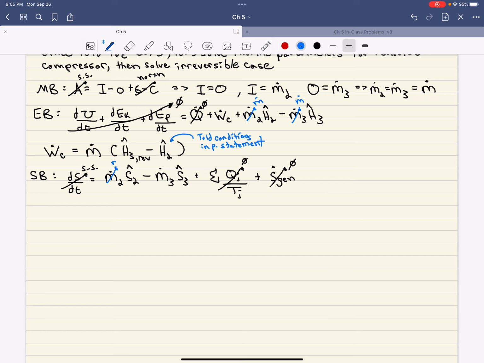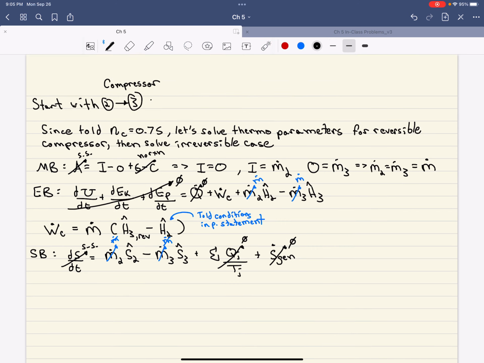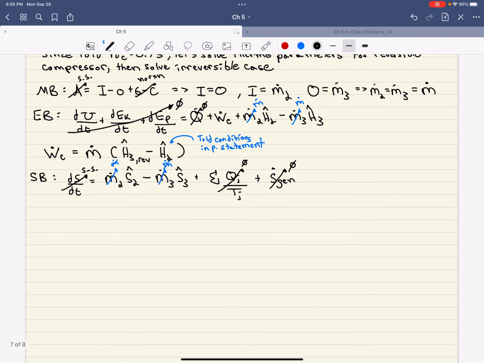We also know that these are the same. And because on the left-hand side we have 0 here, we could actually just cancel out the m. And what we're left with from the entropy balance is that the entropy going in is going to be equal to the entropy going out. Okay? So this is a relationship we've seen before for adiabatic systems that are reversible.